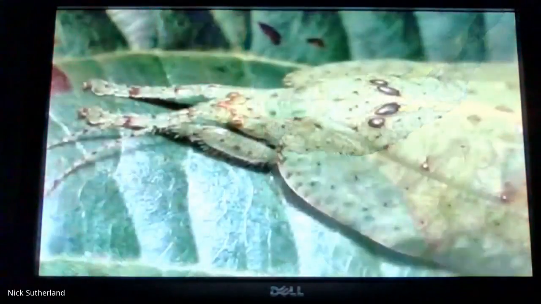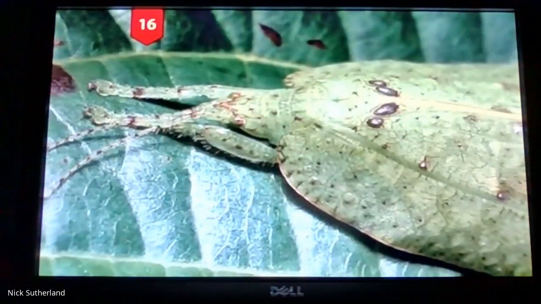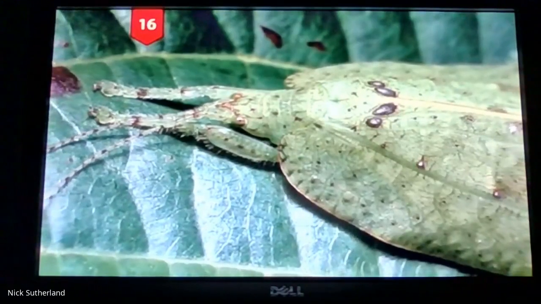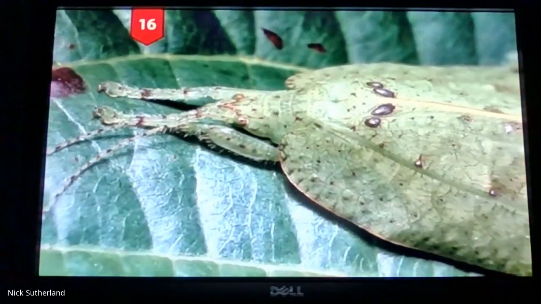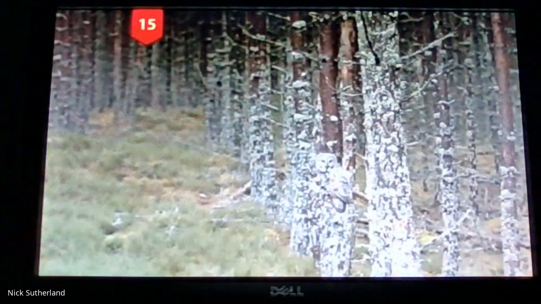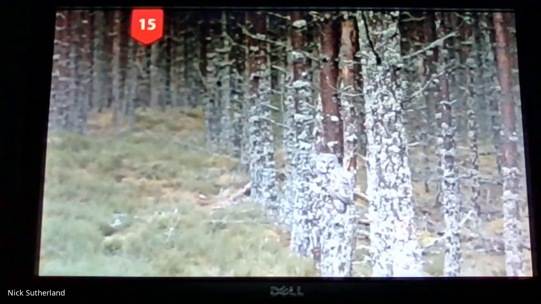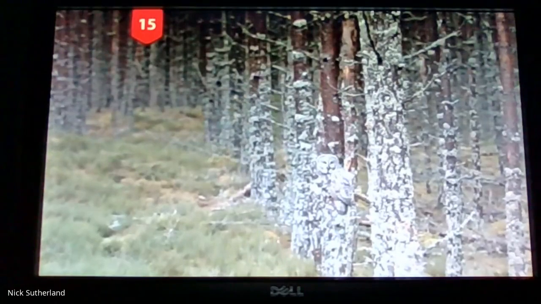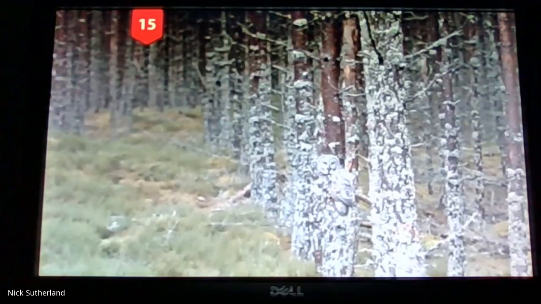Number 16, Phyllomimus. More commonly known as a leaf katydid, this photo was taken on Mount Trus Madi in Borneo. Number 15, the great gray owl. In spite of its large size, the great gray owl has no problem concealing itself, especially in the cold northern regions it typically inhabits.